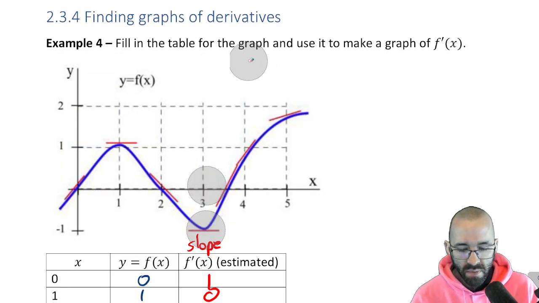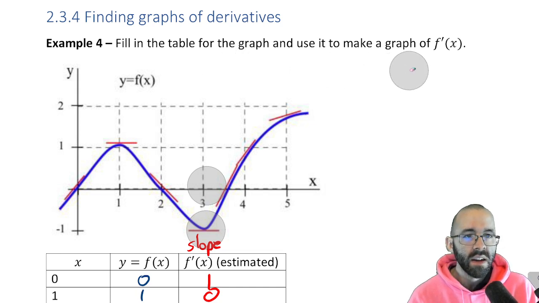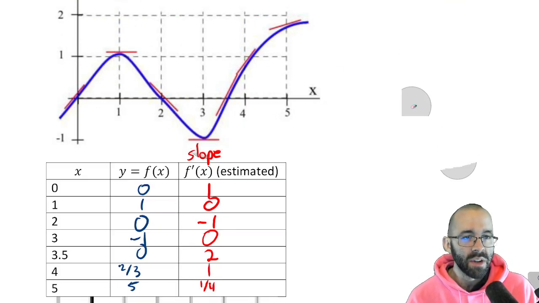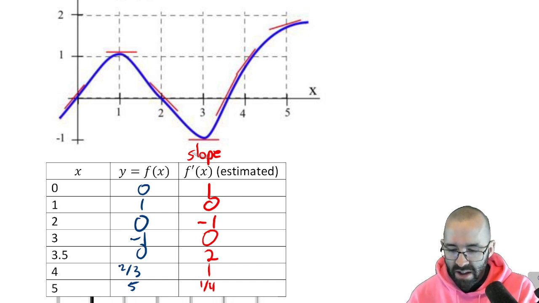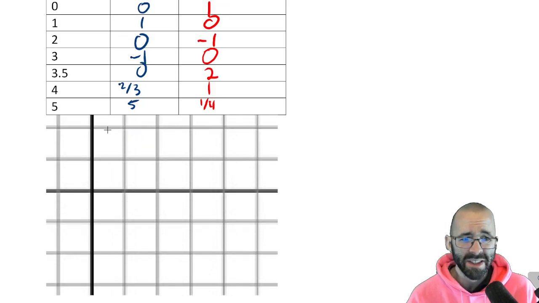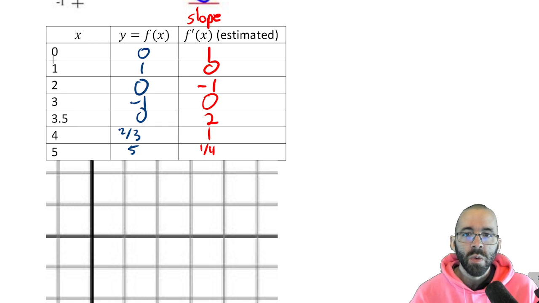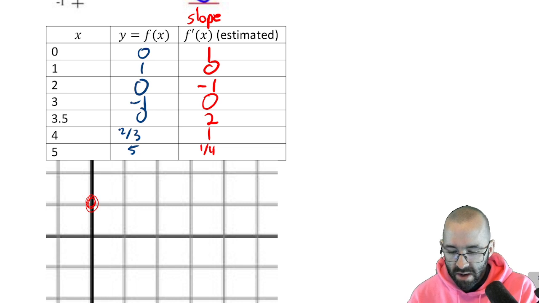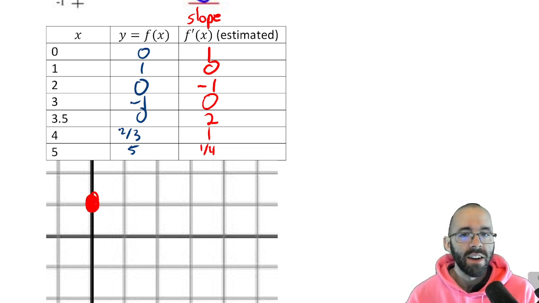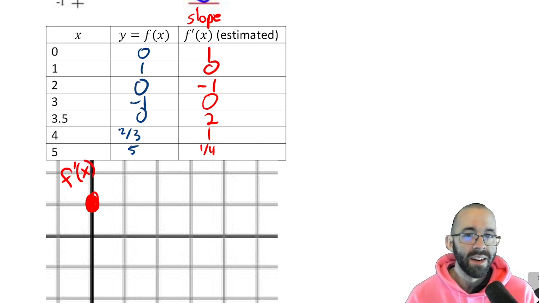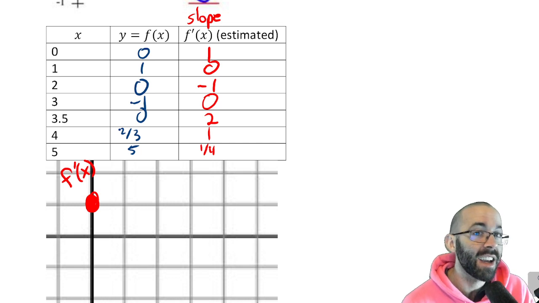So, fill in the table. We did that. Now, let's use this table to make a graph of the derivative. Let's make a graph of the slope. Sorry, this is all fuzzy, by the way. Well, when x is 0, the slope function is 1. So if we're plotting f prime as the point 0, 1, this is what the slope function looks like.